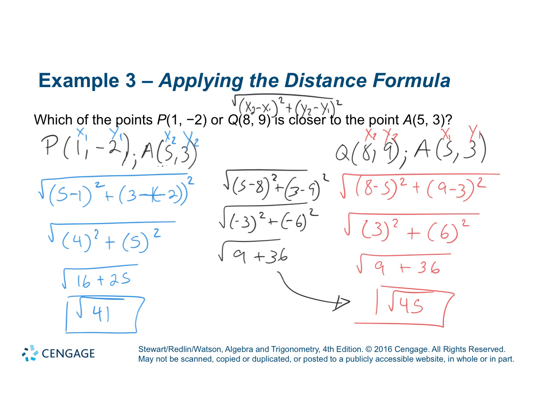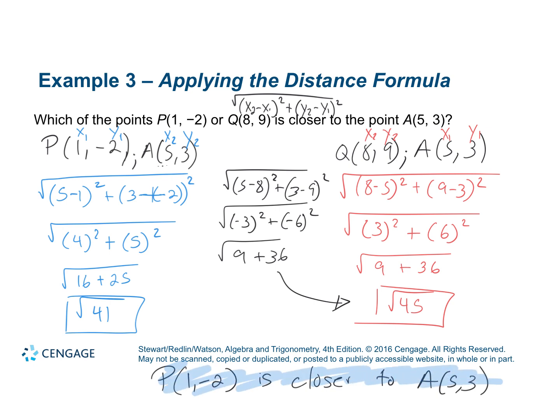Now, which one's closer? Point P is closer. This one is smaller, or yeah, it's less distance than root 45. So I'm just going to write down here: P, so point 1 comma negative 2, is closer to A, so 5 comma 3. So to answer the question, P is the one that's closer.